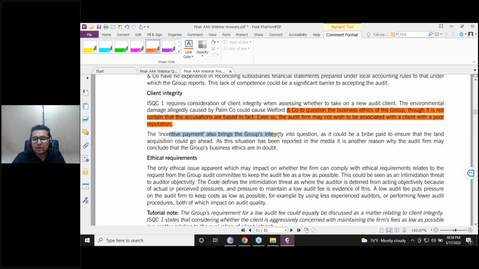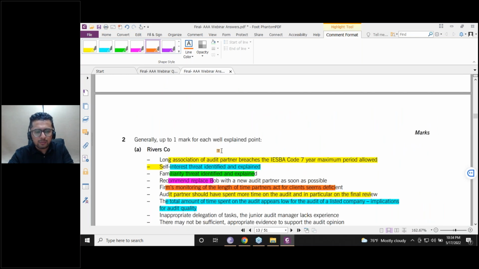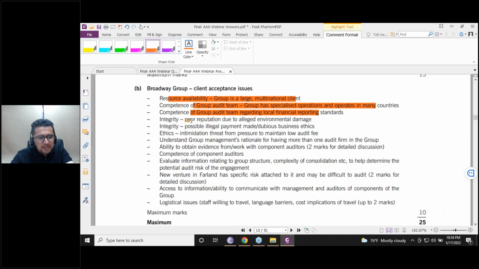The incentive payment also creates doubt over the integrity of the client. This would be considered as a bribe. And again, in this situation, considering the news is all over the media, we would like to ensure that we are not associated with such a client, and our ethical principles would suggest that we should refrain from this client. So if we go to the marking scheme, we'll get marks for that as well. Poor reputation due to the alleged environmental damage will give you 1 mark. Possible illegal payment, and again this bribe, will give you 1 mark. So 1 mark for integrity, another 1 mark for integrity.